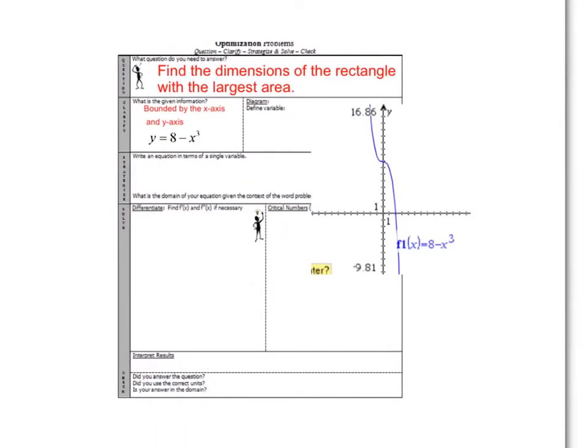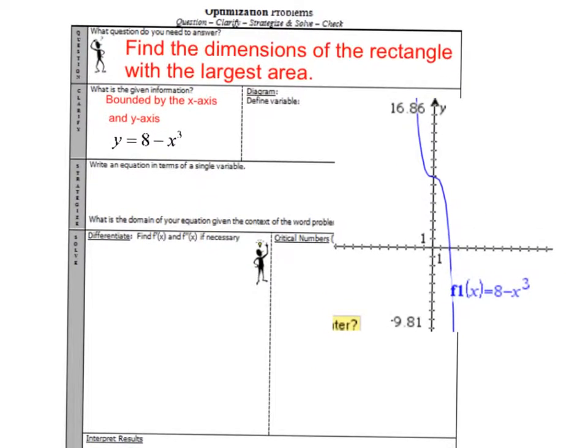So get out your protocol, turn it over, you should have two sides, and let's answer the questions that are asked of us. So first of all, what is the question we have to answer? Well, we have to find the dimensions of a rectangle with the largest area possible. So maybe we have a plot of land and we want to build a building on it. We want to make sure we maximize the land to its most potential.